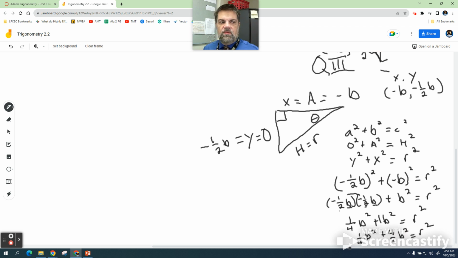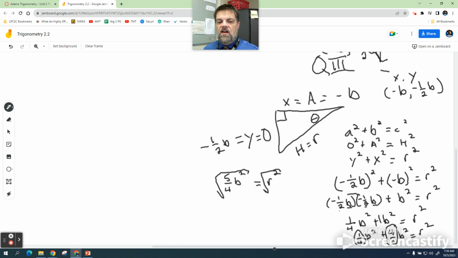Now I'm kind of running out of room, so I'm going to take this line. 1/4 plus 4/4 is 5/4. Right? You just add the coefficients, right? I'm just going to add this plus this, and that tells me how many b squareds I have. I have 5/4 b squared. Now the interesting thing is I want to know what r is, so I'm going to have to take the square root of this.